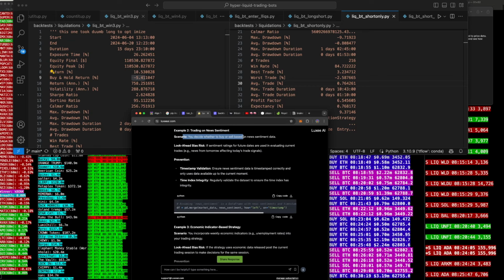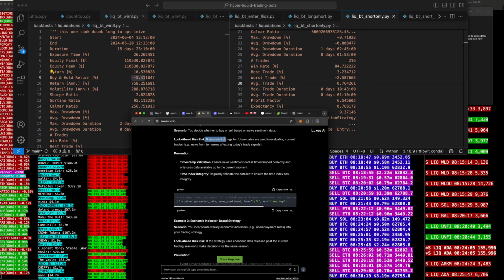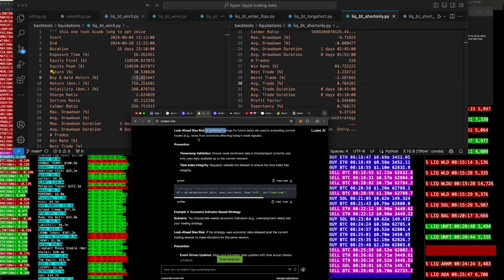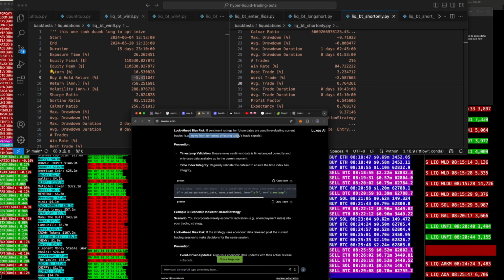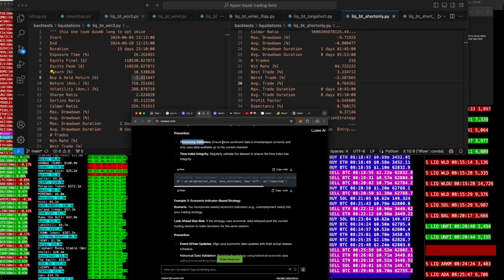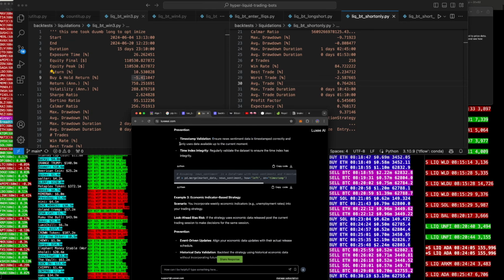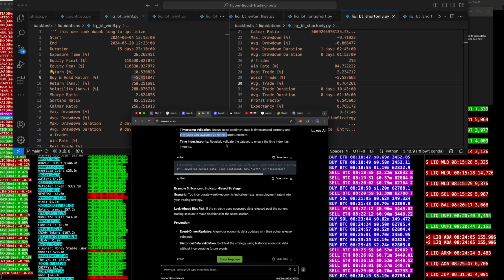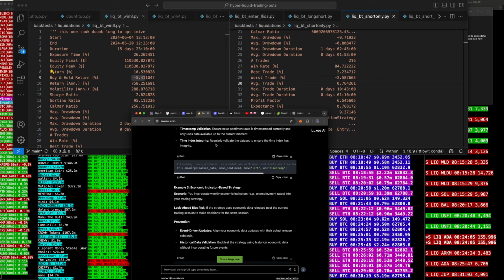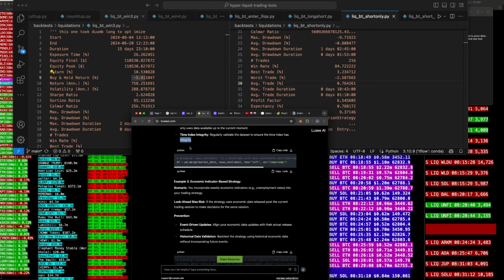Example 2, trading on sentiment data. You decide whether to buy or sell based on news sentiment data. Look-ahead bias risk: if sentiment ratings for future dates are used in evaluating current trades, e.g. news from tomorrow affecting today's trade signals. Prevention, timestamp validation: ensure news sentiment data is timestamped correctly and only uses data available up to the current moment. Time index integrity: regularly validate the data set to ensure the time index has integrity.